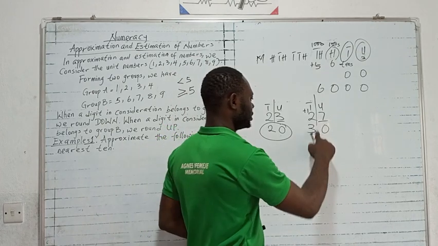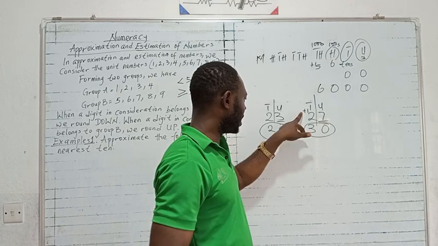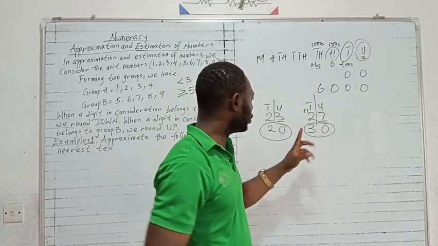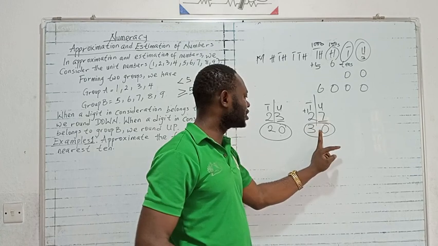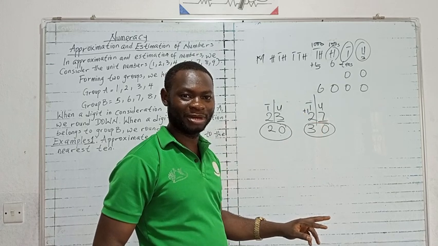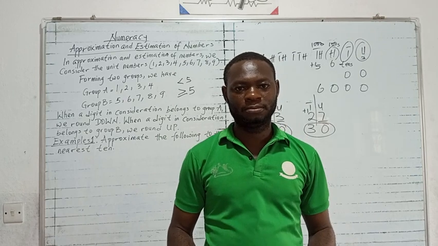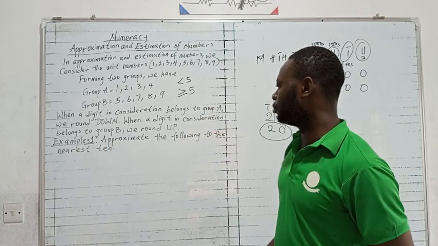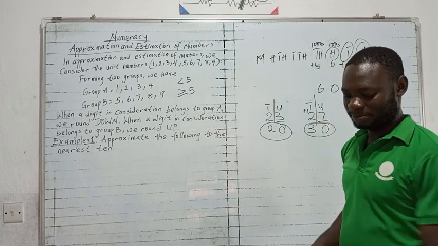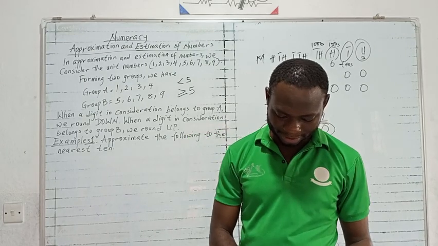Now, if you watch, you notice that the number here, 30, is our rounded figure. The number 27 is the number we approximated to get 30. So when rounding up, the approximated number is bigger than the original number. It's greater than the original number. So this is it about rounding of numbers. Now let's solve some examples to practice what we've just learned. Are you ready?